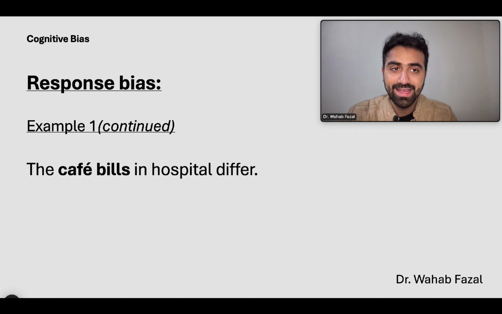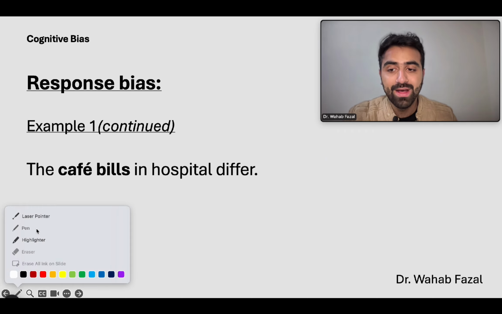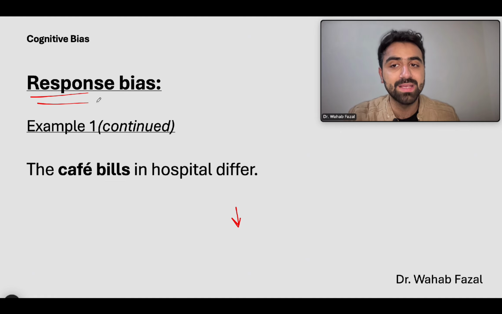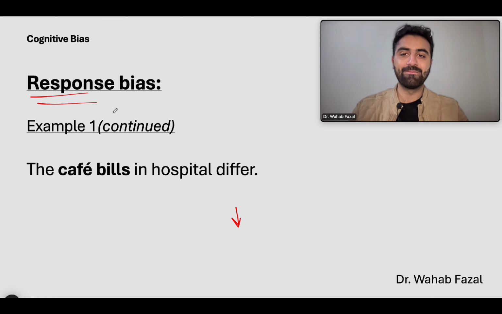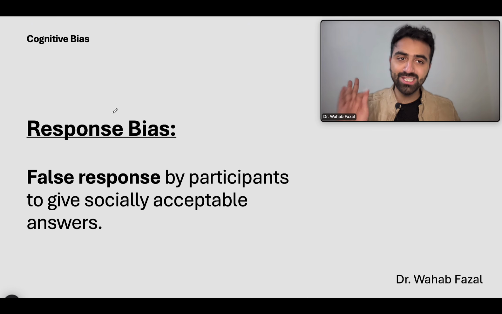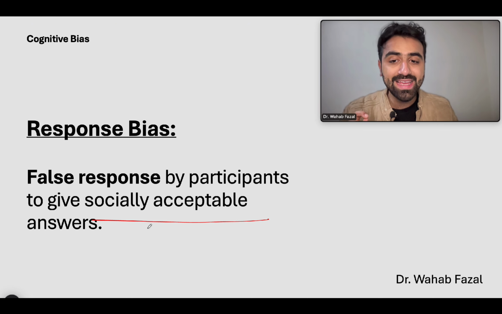So what is happening? Well, the doctors know that fast food is bad for their health. So they know that less fast food is the socially acceptable response from a doctor, and they are giving the socially acceptable response of eating less fast food. But in fact, they're eating a lot more fast food. That is, in fact, response bias. It is when you give the socially acceptable response due to some thought or perception in your head. So what is response bias? The definition is false response by the participants to give socially acceptable answers.